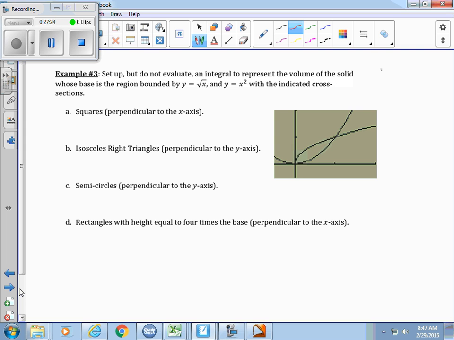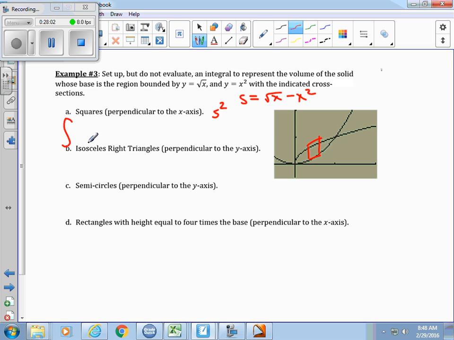Okay, so we're going to work these one by one. The first one is squares. So we already know the area of a square is side squared, and we're making squares. What is the side of one of those squares? I have to do a top minus bottom thing here to get that side length. So the side would be the square root of x minus x squared.